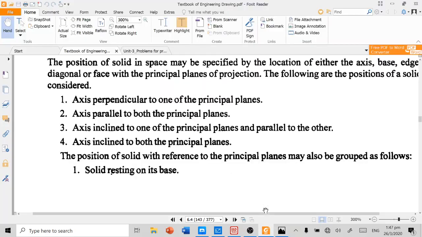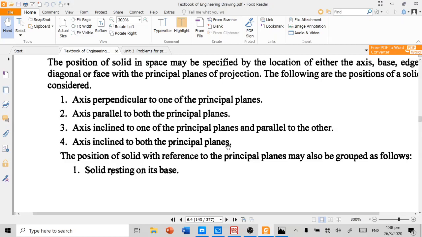See, the location of the solid is always expressed with respect to the location of its axis against HP and VP. See here, these are the four possible cases for the solids. The first one, axis perpendicular to one of the principal planes. Second, axis parallel to both the principal planes. Third, axis inclined to one of the principal planes and parallel to the other. And finally, axis inclined to both the principal planes.